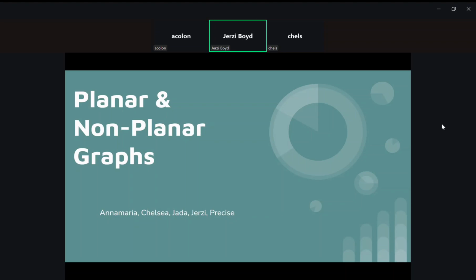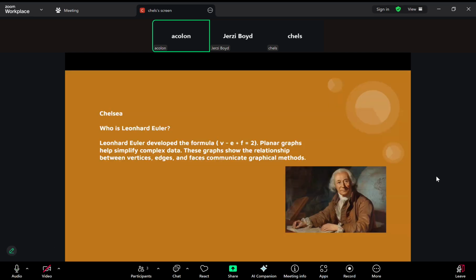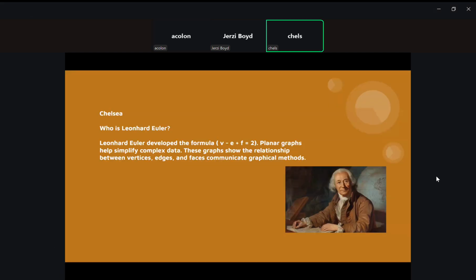Okay. This is Table Two's discussion of planar and non-planar graphs. These are our people who worked on the slide. Who is Leonard Euler? Leonard Euler developed the formula V minus E plus F equals 2. Planar graphs help simplify complex data. These graphs show the relationship between vertices, edges, and faces, communicate graphical methods.